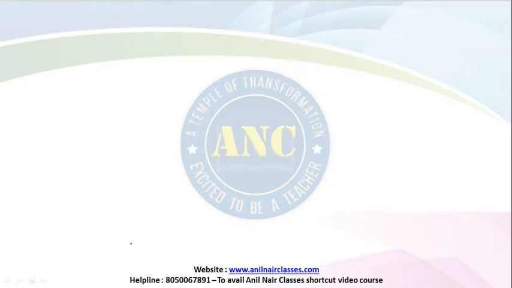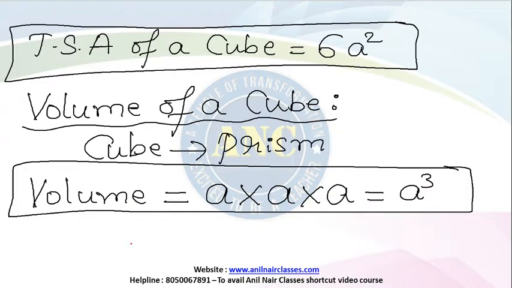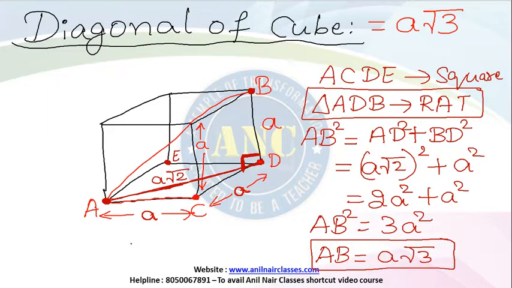Now let us continue from where we left off in our previous class. I hope all of you remember we have started discussing cubes. We discussed several parameters of cubes, like the total surface area of a cube is 6a², the volume of a cube is a³, and then we derived the diagonal of a cube as a√3. Now let us continue forward.